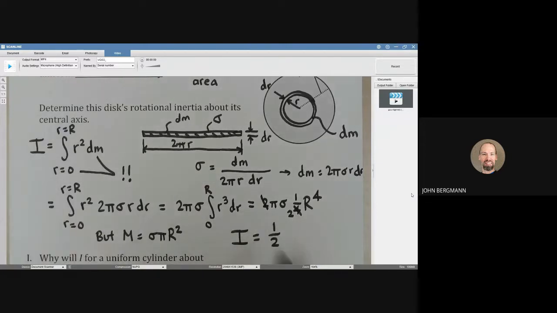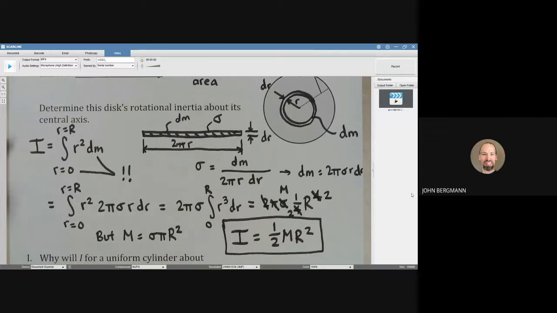Now watch this. The m takes into account that pi, that sigma, and 2 of these r's. So the moment of inertia is 1/2 mr squared. It's a little bit tougher than finding the moment of inertia of a thin ring about its axis.